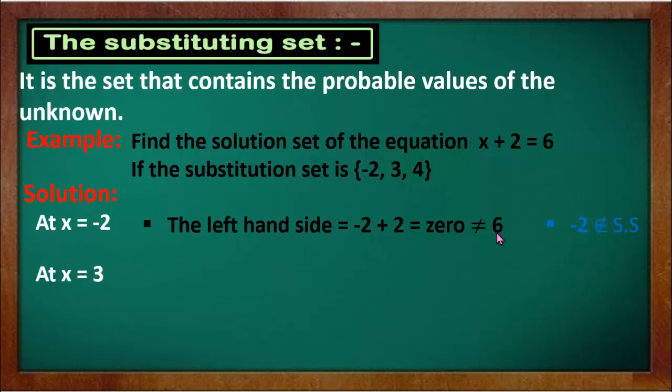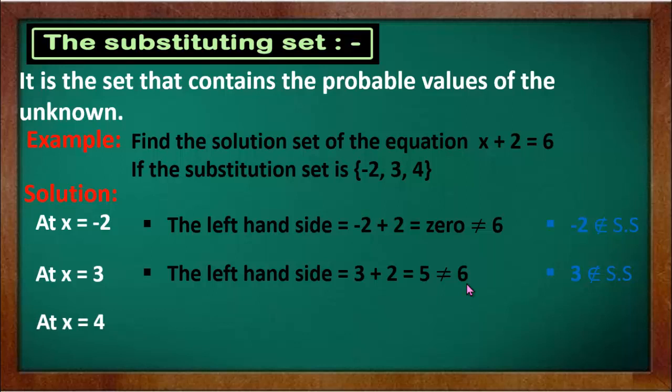What about when x is equal to 3? The left-hand side will be equal to 3 plus 2, which equals 5. And surely, 5 is not equal to 6. So again, 3 is not the correct solution for my equation. 3 doesn't belong to my solution set.